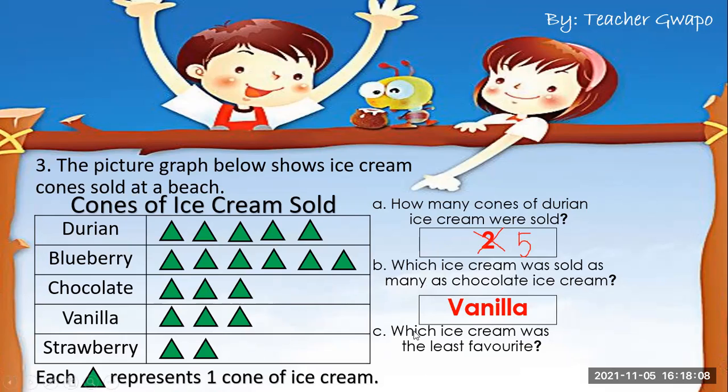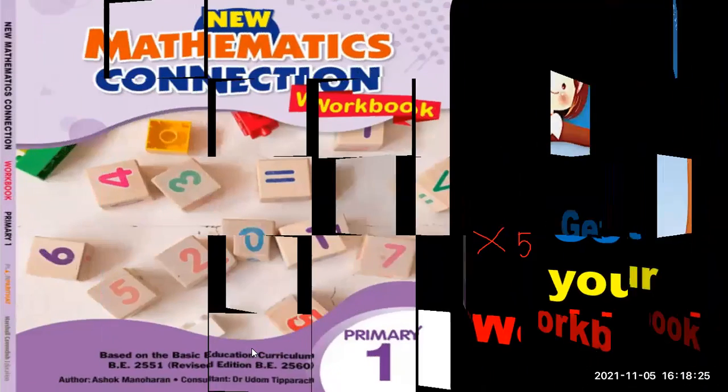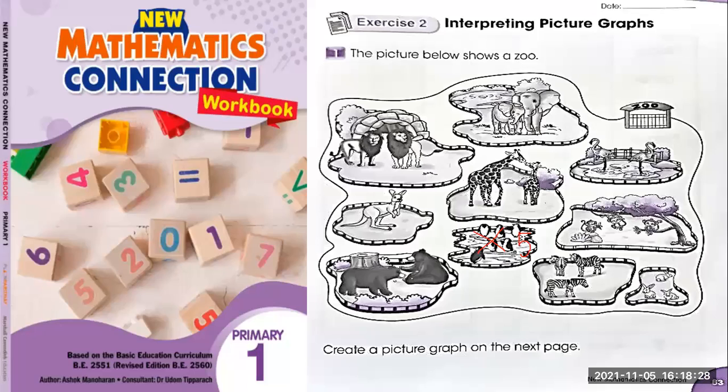Letter C, which ice cream was the least favorite? The word least means the smaller number, has the smallest number. Least has the smallest number, so it is strawberry because there are only 2. Now, let us answer your workbook.